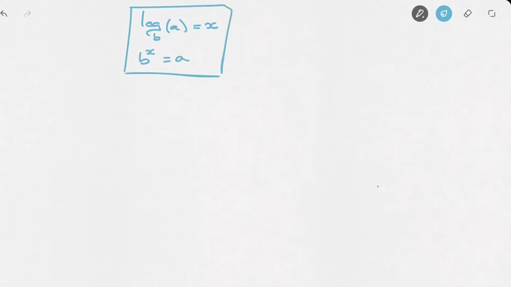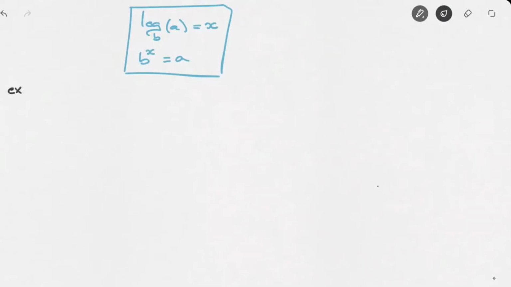When we write log base b of some number a equals x, we can always rewrite this in exponential form. And in exponential form, this would look like this: b raised to the power of x equals a. Now, it's important to realize that both of these expressions are saying the same thing. Nevertheless, it's often easier to work with the exponential form than it is to work with the logarithmic form. Now, let's see how we can use this with a few examples.